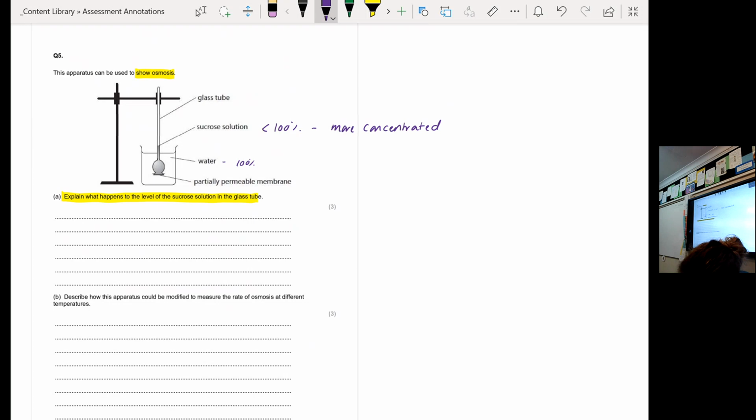Okay. Now, if water is going to move in, what's going to happen to the level in my tube? If water moves into something, what's going to happen to the volume of water in there? It's going to increase. So my level of sucrose, I'm not going to say water, I'm going to say level of sucrose because that's what my question has asked me. That's what it says here. Okay, so my level of sucrose will move up the tube.